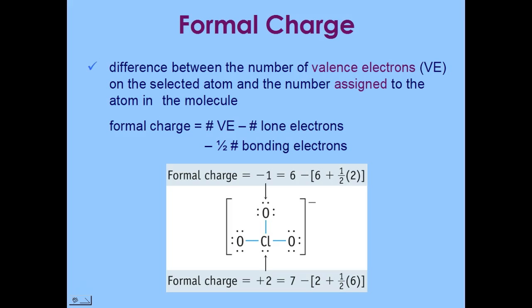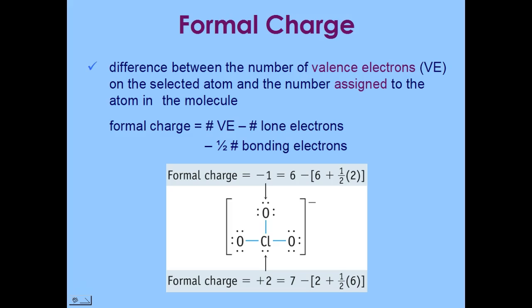So in the picture below, at the top, oxygen is said to have a formal charge of -1. Oxygen normally has 6 valence electrons. It has six lone electrons assigned to it, and it is also bonded to the chlorine, so it has 2 electrons that it's sharing. We take away half of those, and so 6 minus 6 minus 1 would give us -1. Chlorine has 7 valence electrons at the bottom.